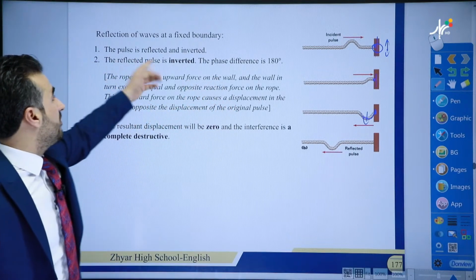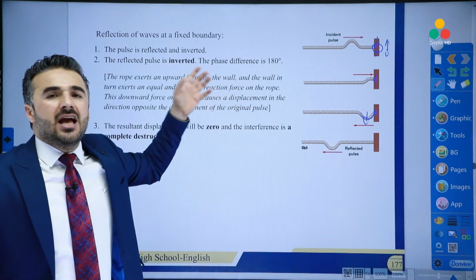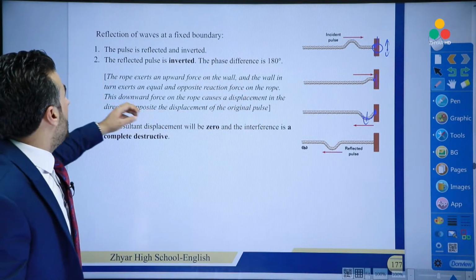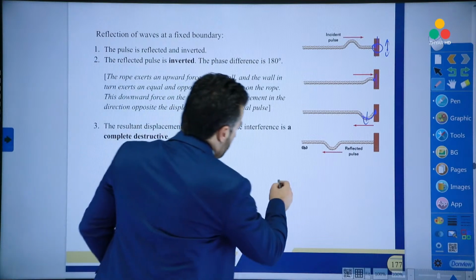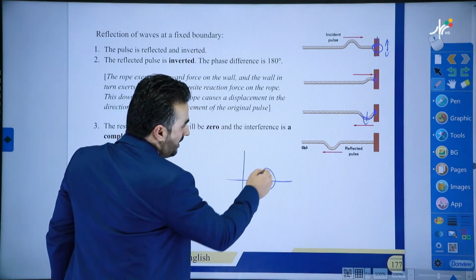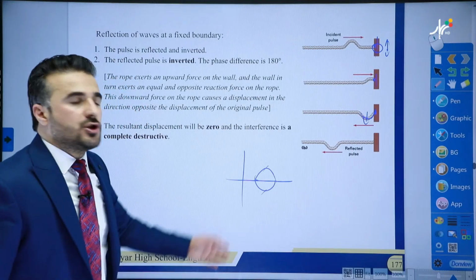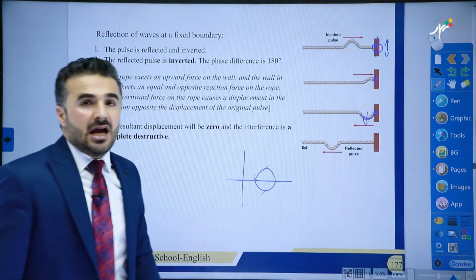The reflected pulse is inverted. The phase difference is 180 degrees. Okay, so the phase difference between the two is 180 degrees because remember, one of them is upward, the other one is downward. So when a crest and a trough overlap or coincide, the phase difference between the two is going to be 180 degrees.